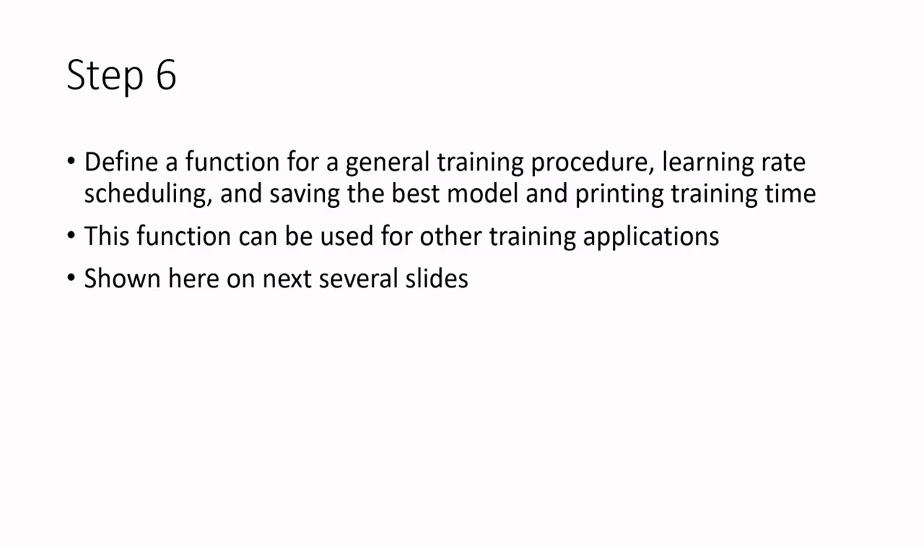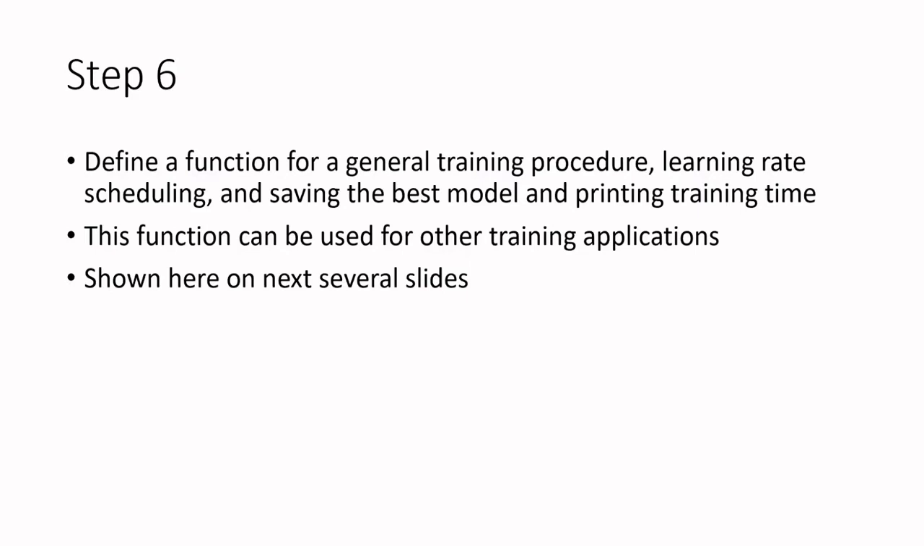Step 6, basically what we'll do is we will define a function for the general training procedure, learning rate scheduling, and also saving the best model and printing training time. We just want to get an idea of how much time it takes to train. And of course, this function is fairly general or generic. You can use this function for any other training application that you might be working on or might work on later on.